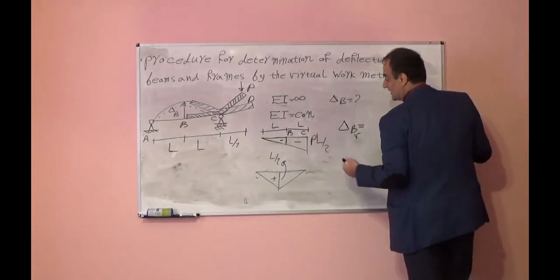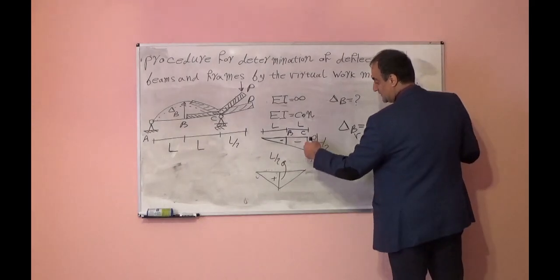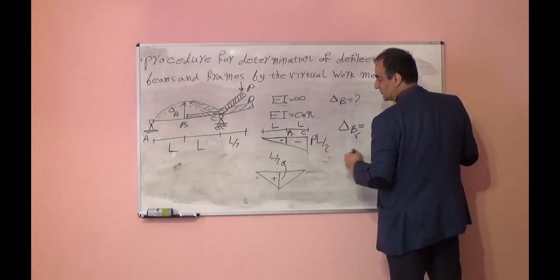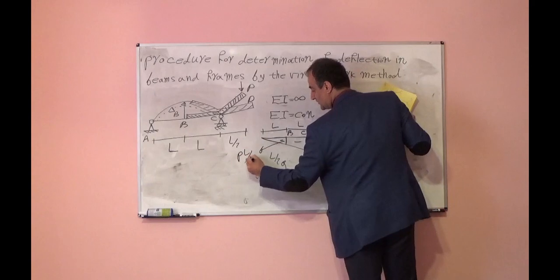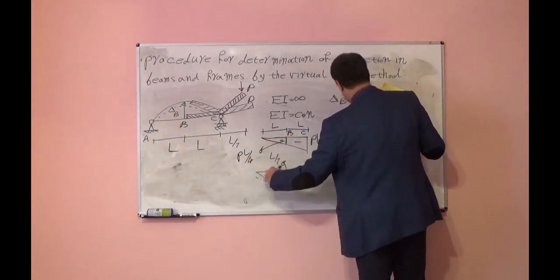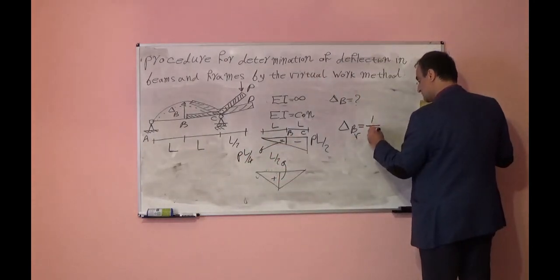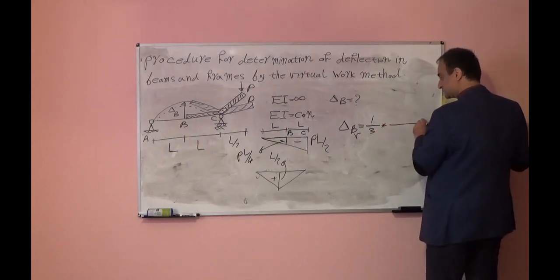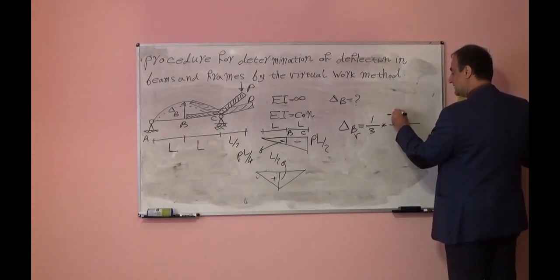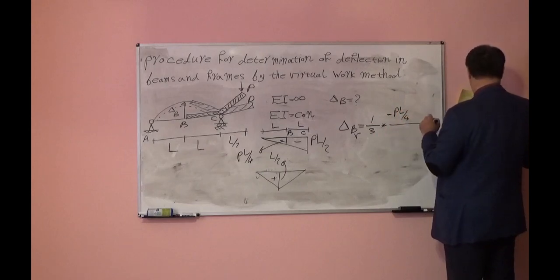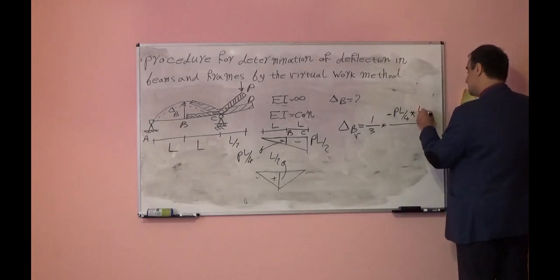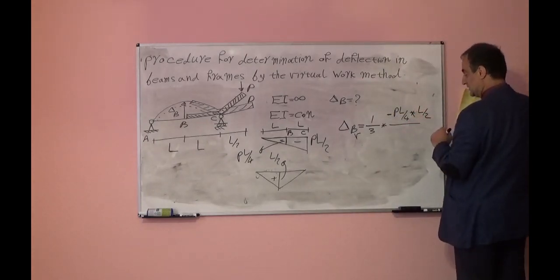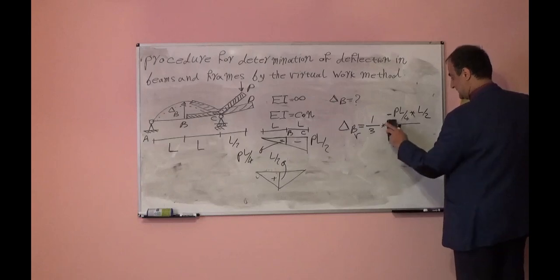Here, from similar triangles, the moment at point C is PL over 2. So the moment here will be PL over 4. Triangle coefficient 1 over 3 times negative PL over 4 times positive L over 2. Let's write it like this.